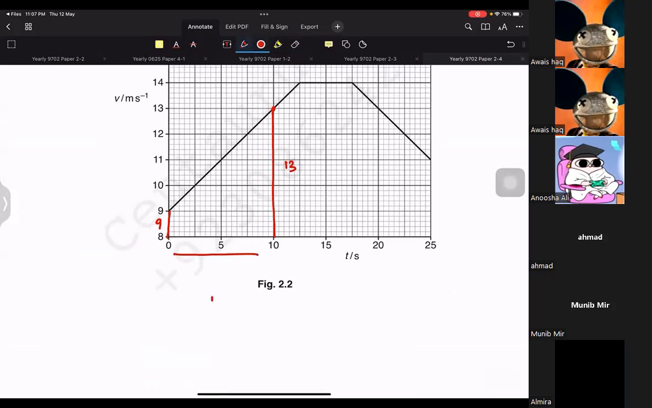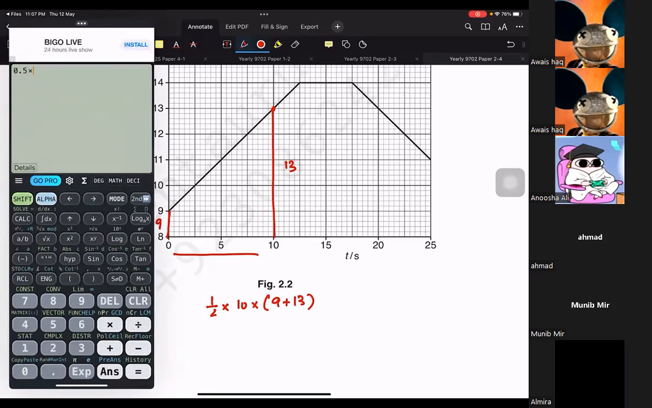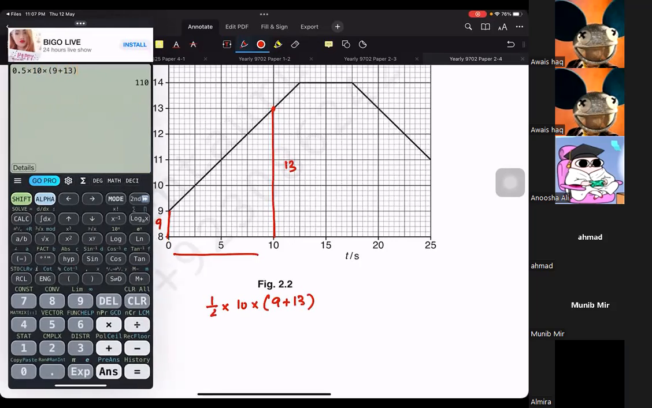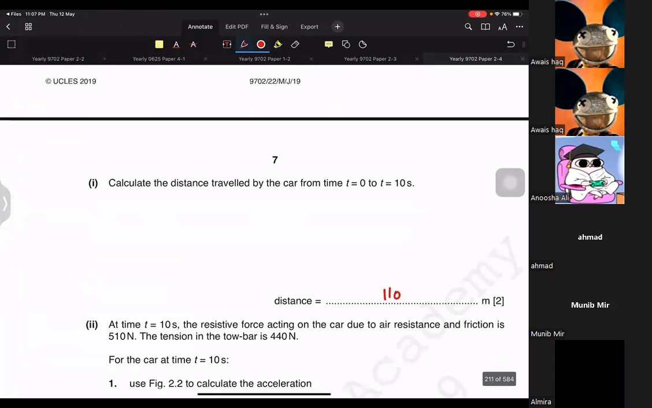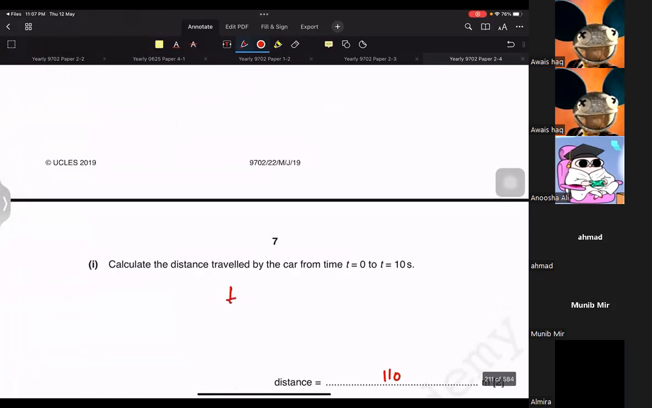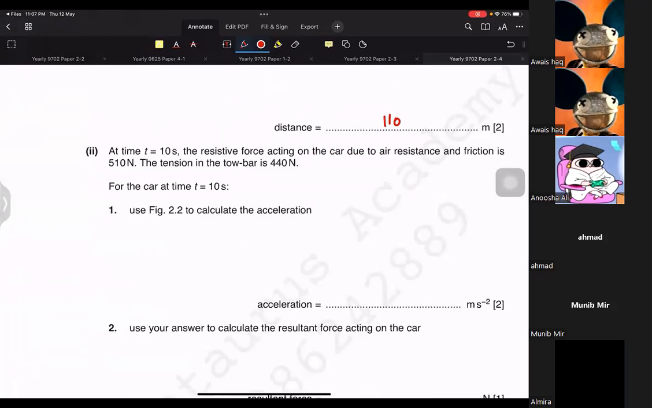So what you're going to do? Half times base times sum of parallel sides, and 0.5 times 10 times 9 plus 13. So that's 110. So we're going to write 110. And all of it should be written here. Please don't be lazy like me. And then at time t, the resistive force acting on the car due to friction is 510. The tension in the tow bar is 440. Calculate the acceleration.